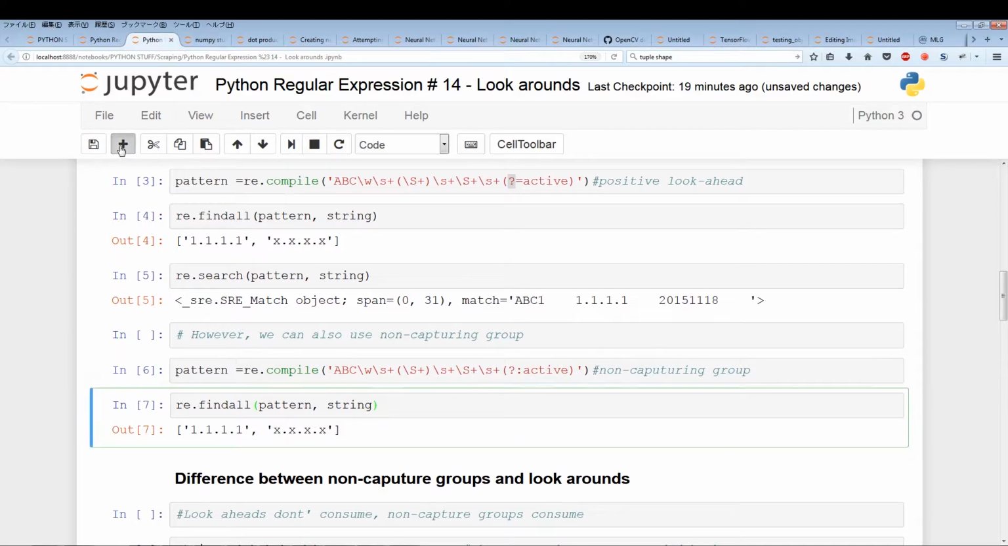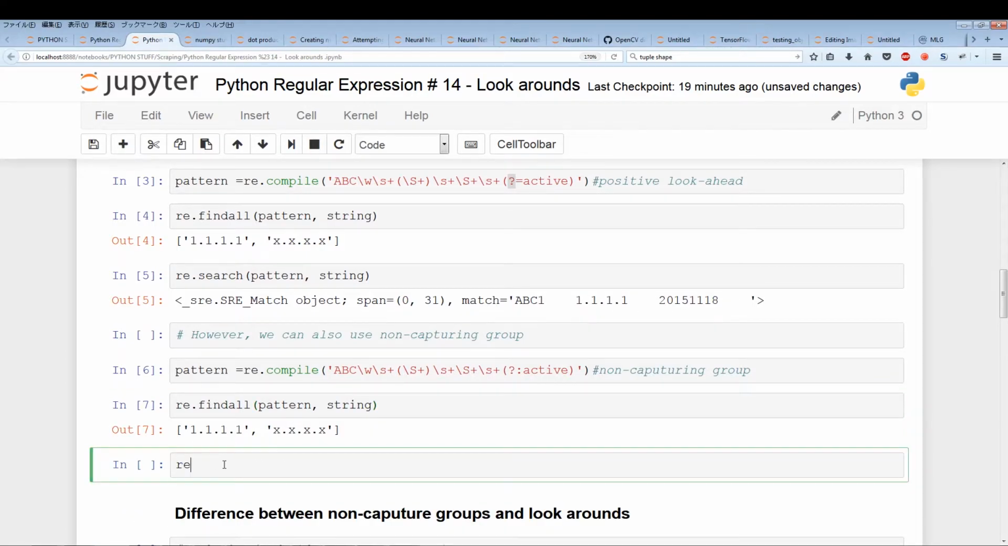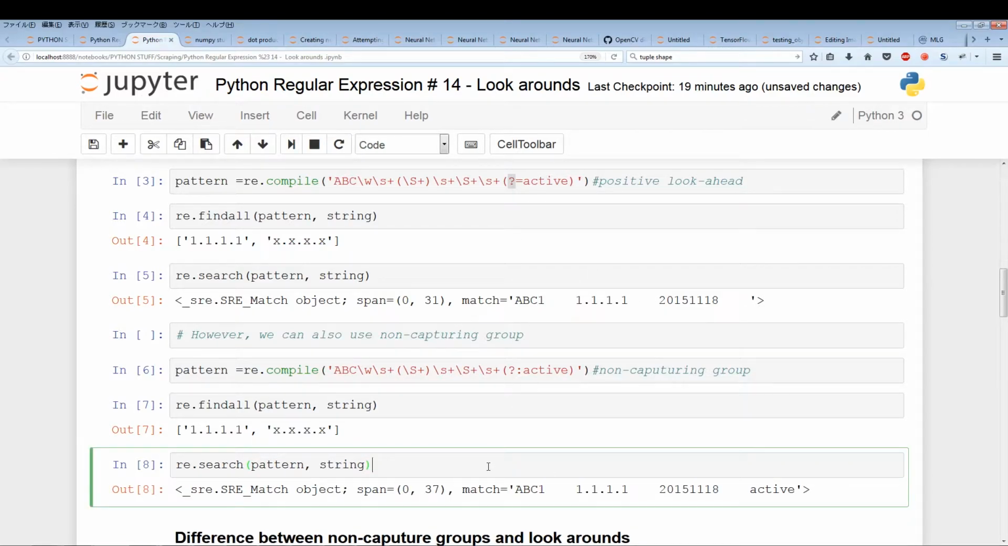But now let's see what happens with re.search. re.search, pattern, and string. Okay, so if I run this, I'm sorry about all the noise outside. I'm actually in Florida, so we have that hurricane warning, and there's going to be a lot of traffic and noise at this point.